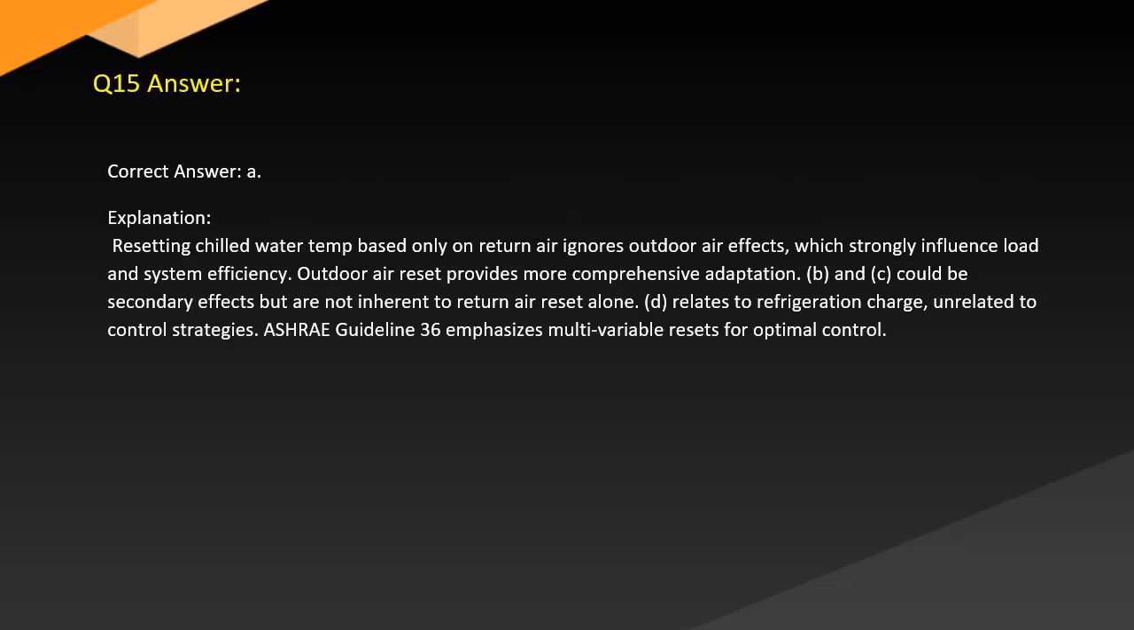Answer. Correct answer A. Explanation. Resetting chilled water temp based only on return air ignores outdoor air effects, which strongly influence load and system efficiency. Outdoor air reset provides more comprehensive adaptation. B and C could be secondary effects, but are not inherent to return air reset alone. D relates to refrigerant charge, unrelated to control strategies. ASHRAE Guideline 36 emphasizes multivariable resets for optimal control.